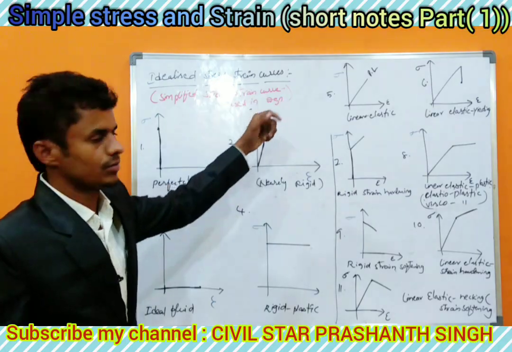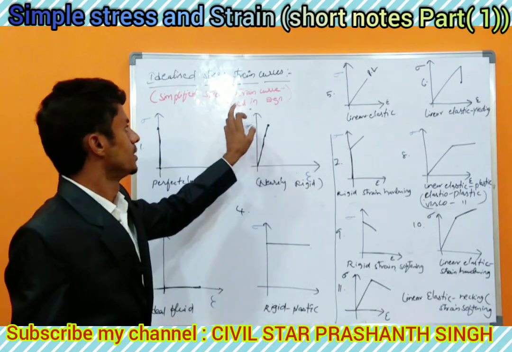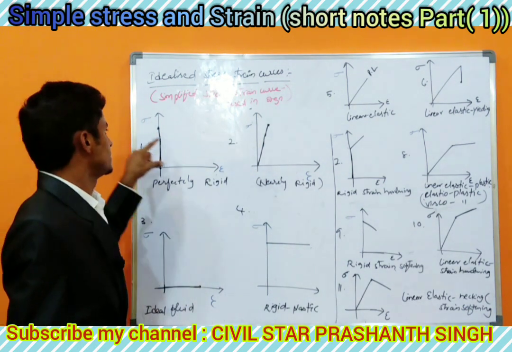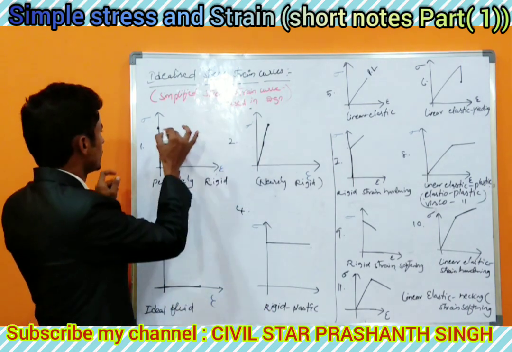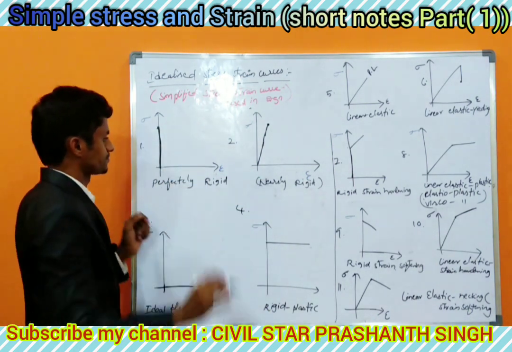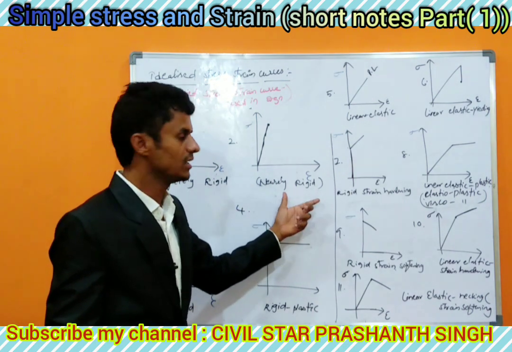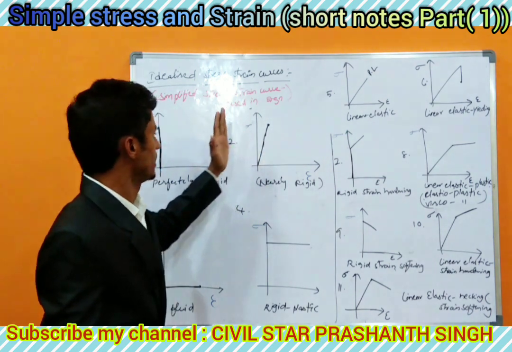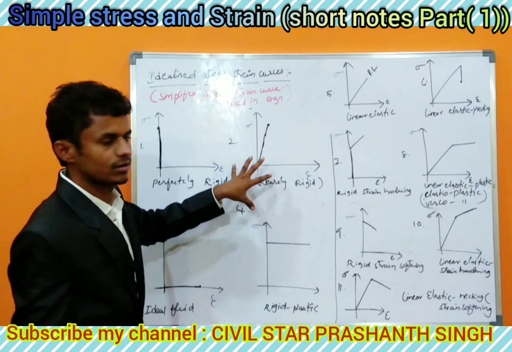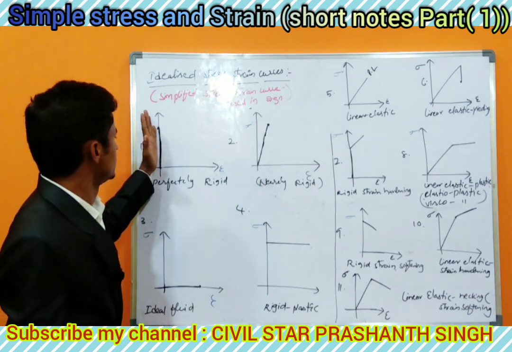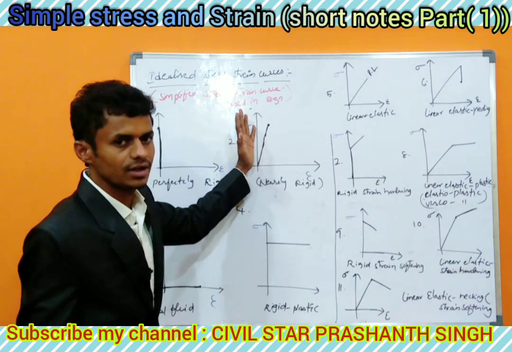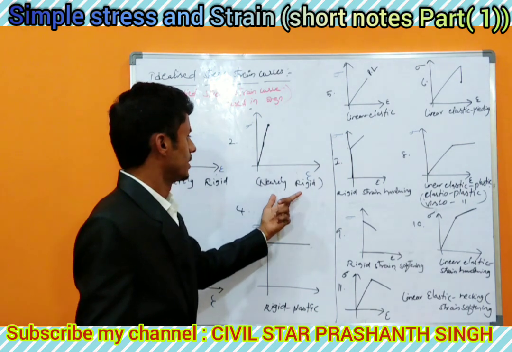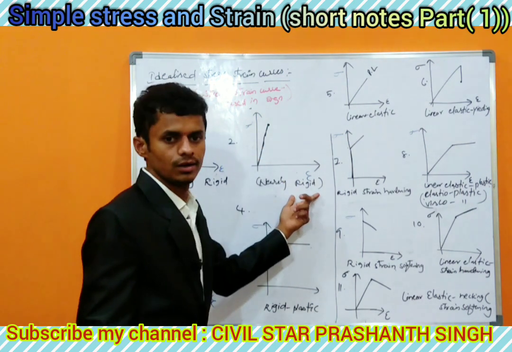Next one is the stress strain curve. We can also call it the simplified stress strain curve used in design. For the perfectly rigid body, it is a straight line on the y-axis. For a nearly rigid body, it is somewhat inclined from the y-axis. How to remember this? If you assume the y-axis as rigid, you can apply it here. It is nearly rigid. So this graph shows nearly rigid.